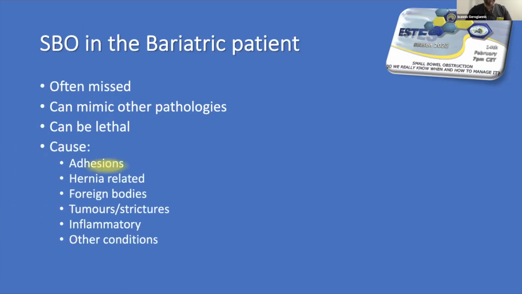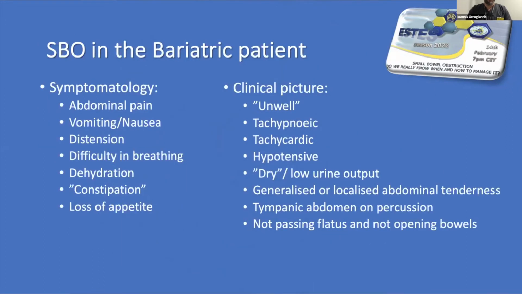The causes will be the same, but in bariatric patients, adhesions are maybe more likely. Hernia-related, yes. Foreign bodies, maybe, and you will see, it depends on the operation that someone had from bariatric surgery. Tumors and strictures, yes. From the symptomatology, a bariatric patient, most of the time will not have abdominal pain. I'm saying to my trainees all the time that when the bariatric patient appears with abdominal pain, maybe the pathology is quite severe and maybe it's too late.